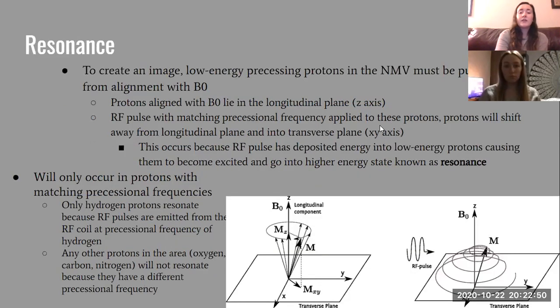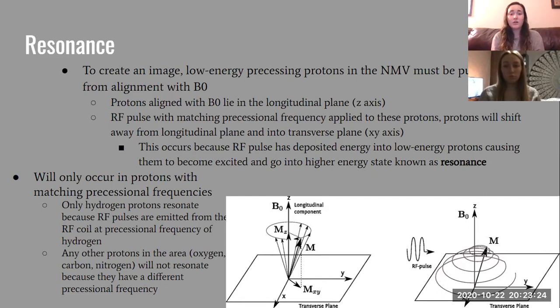Resonance. To create an image, low-energy precessing protons in the NMV must be pushed away from alignment with B0. Protons aligned with B0 lie in the longitudinal plane, or the z-axis. RF pulses with matching precessional frequencies applied to these protons will shift them away from the longitudinal plane and into the transverse plane. This transverse plane is also the XY axis.